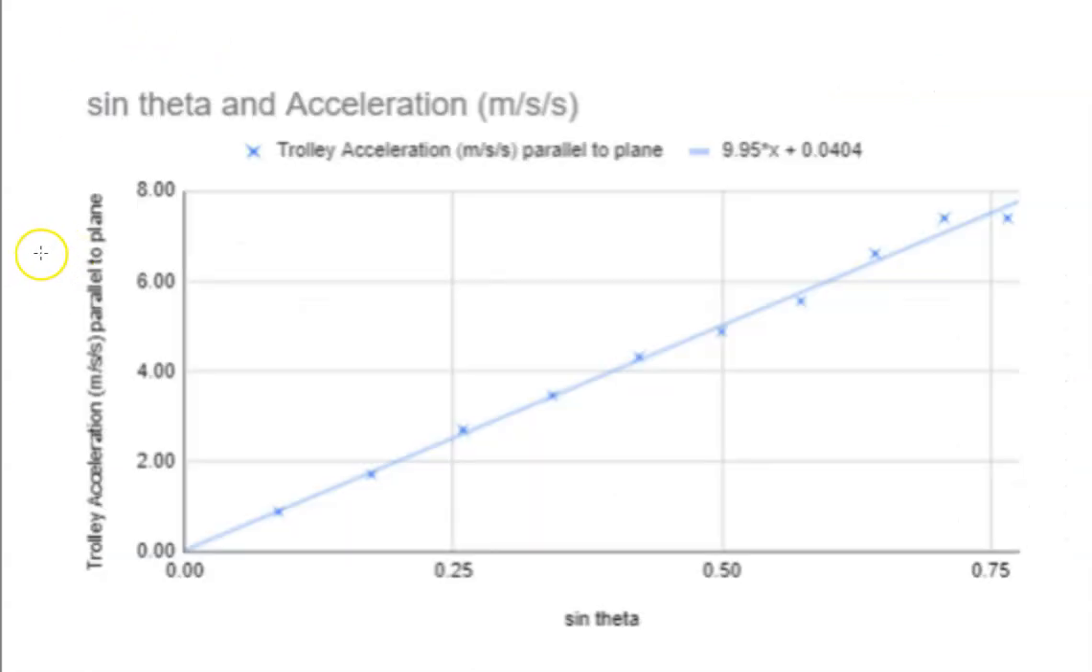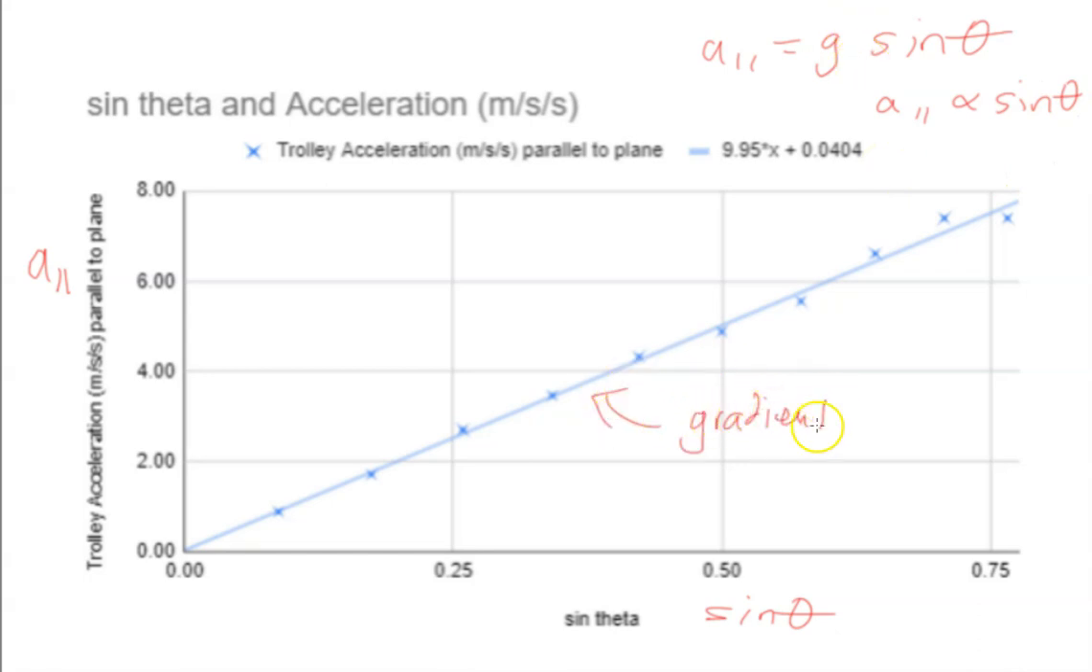And so then the last step will be plotting your parallel acceleration against your sine theta. And recall that the relationship for that is we've got parallel acceleration equals g sine theta, and we've got this direct proportionality. We're expecting a straight line, which we will get, and the gradient in this case should be an estimate of g. And that's our gradient there, when I did it. So it's close if we take g and round it up to 10.